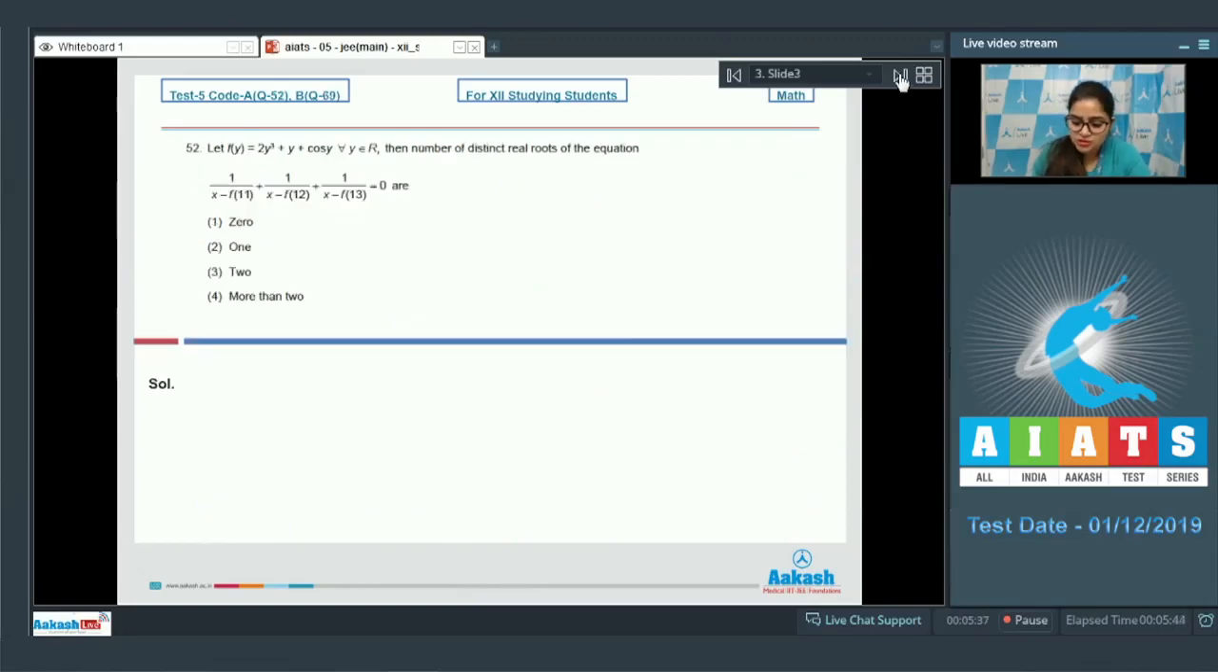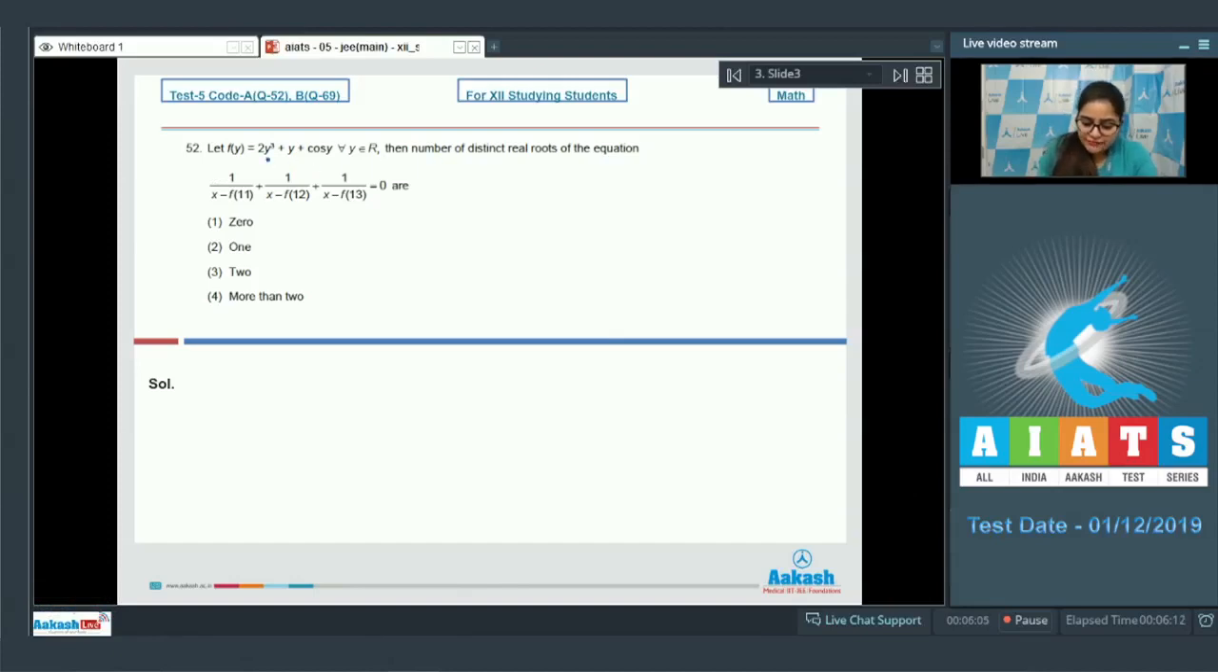Now move on to the next question. Question number 52. Let f(y) = 2y³ + y + cos y for all y belonging to the real numbers. Then the number of distinct real roots of the equation 1/(x − f(11)) + 1/(x − f(12)) + 1/(x − f(13)) = 0 is. This is a very tricky question.